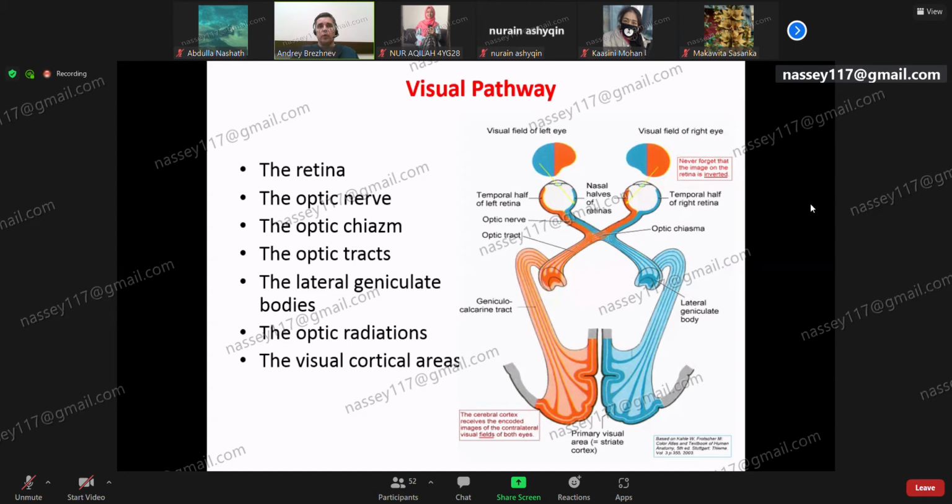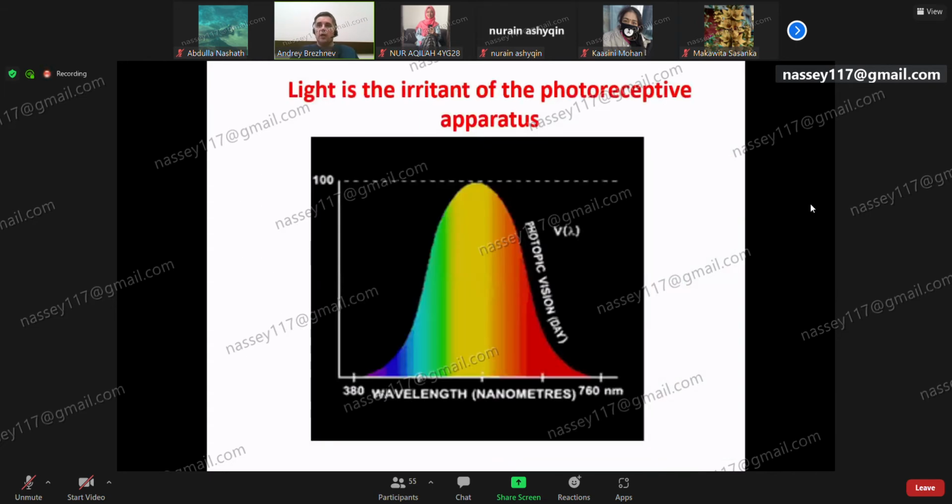You know that the adequate irritant of the photoreceptive apparatus of our retina, of our eye, is light. Light is the visible portion of the electromagnetic radiation spectrum, and, as you will see in the next slide, it lies between the ultraviolet and infrared portions, from 380 nanometers at the violet end of the spectrum to 670 nanometers at the red end.